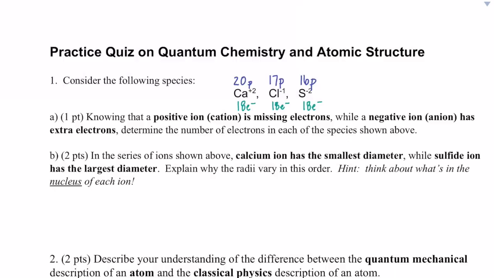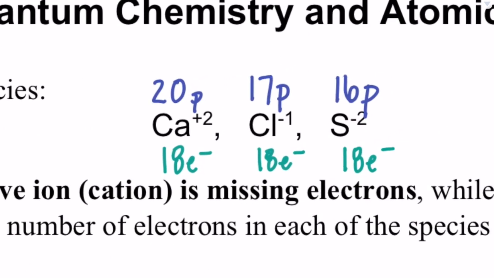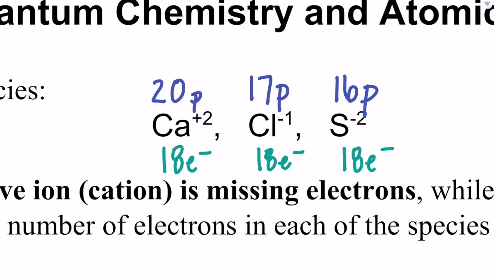In the series of ions shown above, calcium ion has the smallest diameter, while sulfide ion has the largest diameter. Explain why the radii vary in this order. So the hint is to think about what's in the nucleus of each ion, as in how many protons are in the nucleus of each ion.